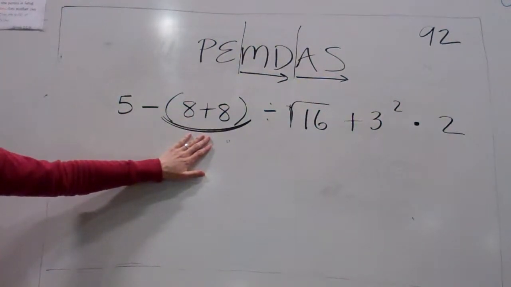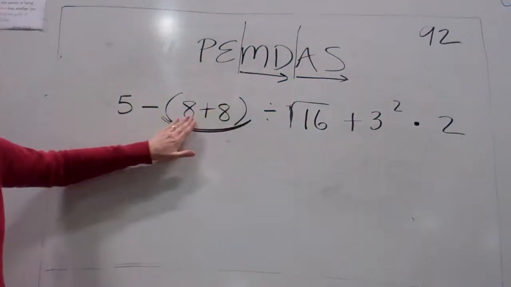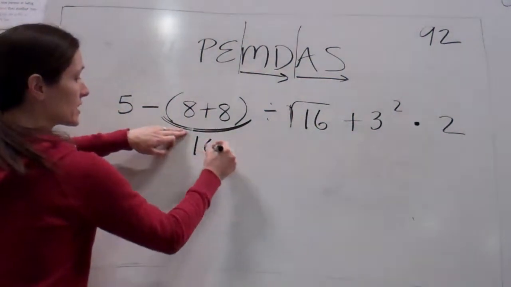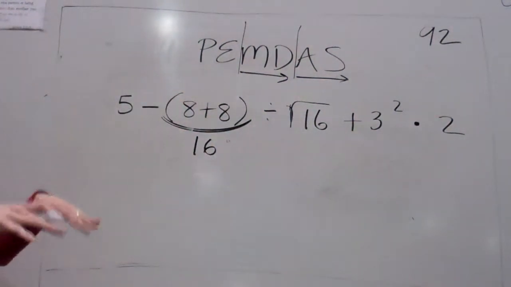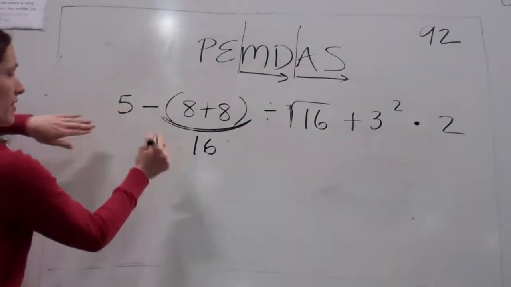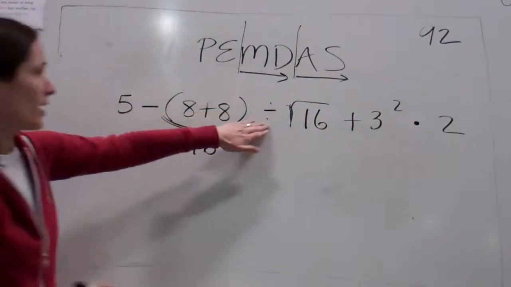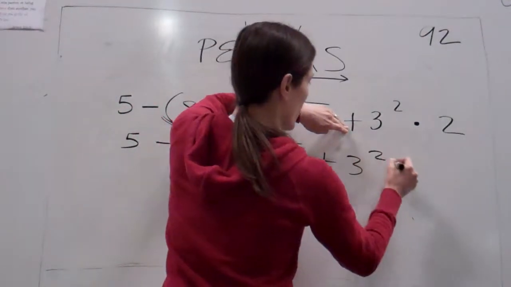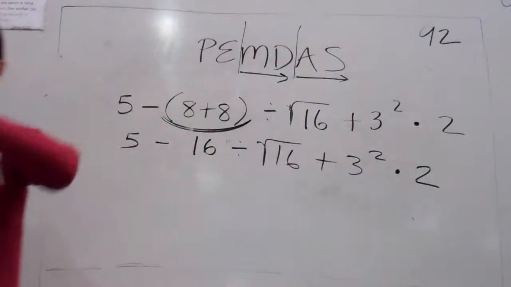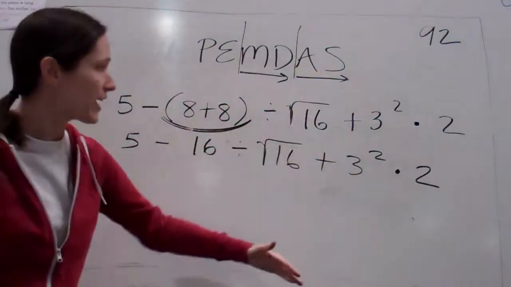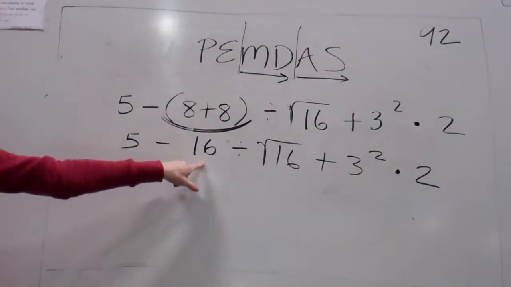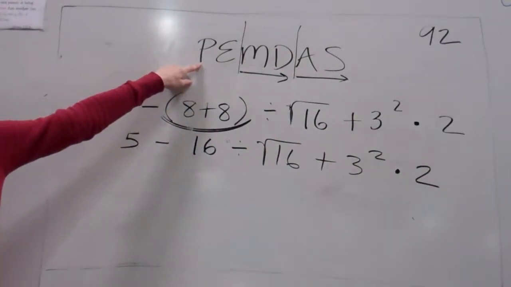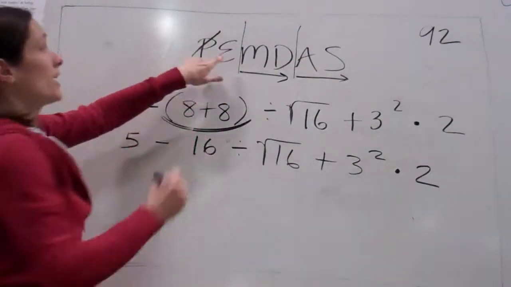Because I'm writing on the board, I'm just going to erase this 8 plus 8 and put a 16 in there. But what I want you to do is answer your question, 16, and bring everything else down. So I still haven't done anything with minus or 5. Bring divided down, square root of 16 plus 3 squared times 2. Everybody see what I did? I brought everything else down. I just answered this problem and put it in there. Got it? Do I have any more parentheses? Nope. It's done.